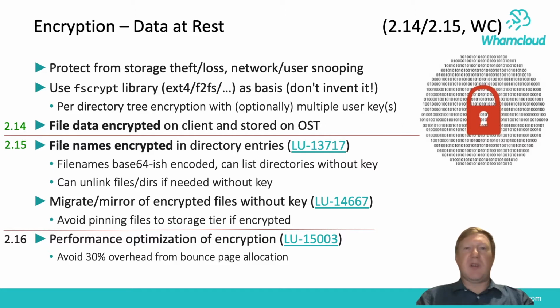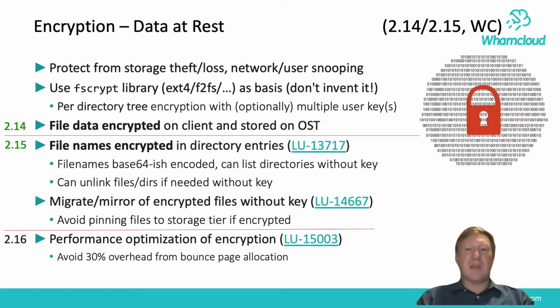Firstly, the file names are displayed as essentially random garbage if you don't have the directory key. But as a user administrator, you can still delete files if you don't have the key. So if you lose a key, you can clean up that directory tree. The file name encryption does not protect inode attributes such as file size, ownership, and such, or the structure of the directory tree. The file size is rounded up to the next block to protect the size a little bit, but that's it.